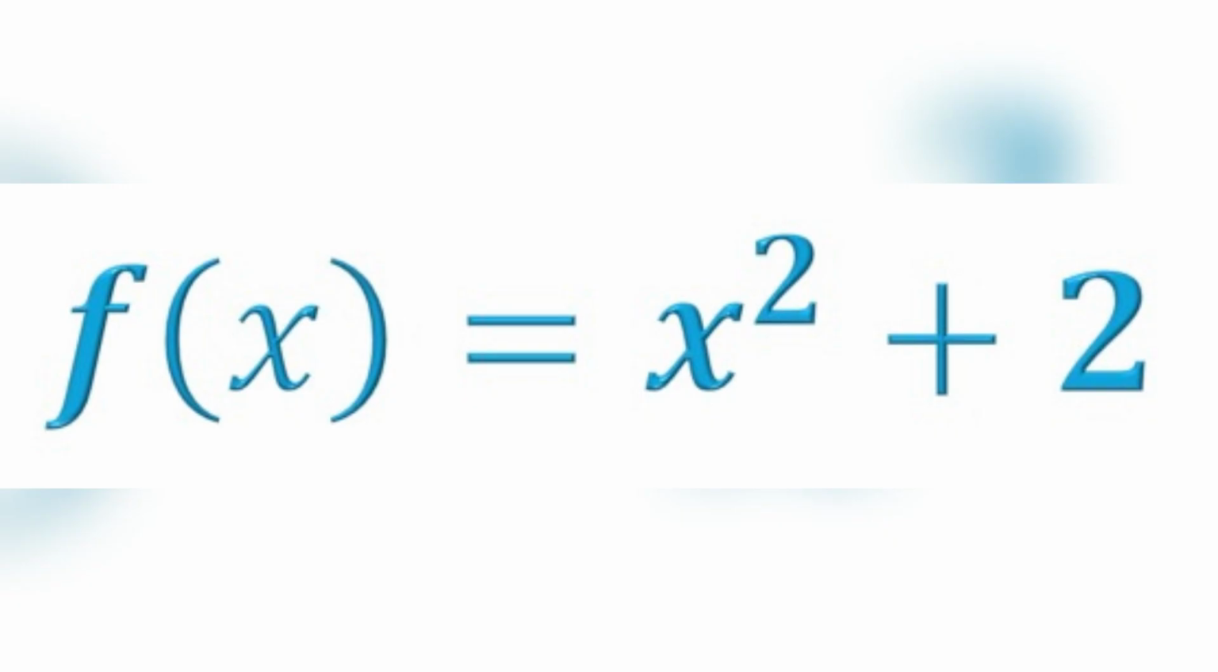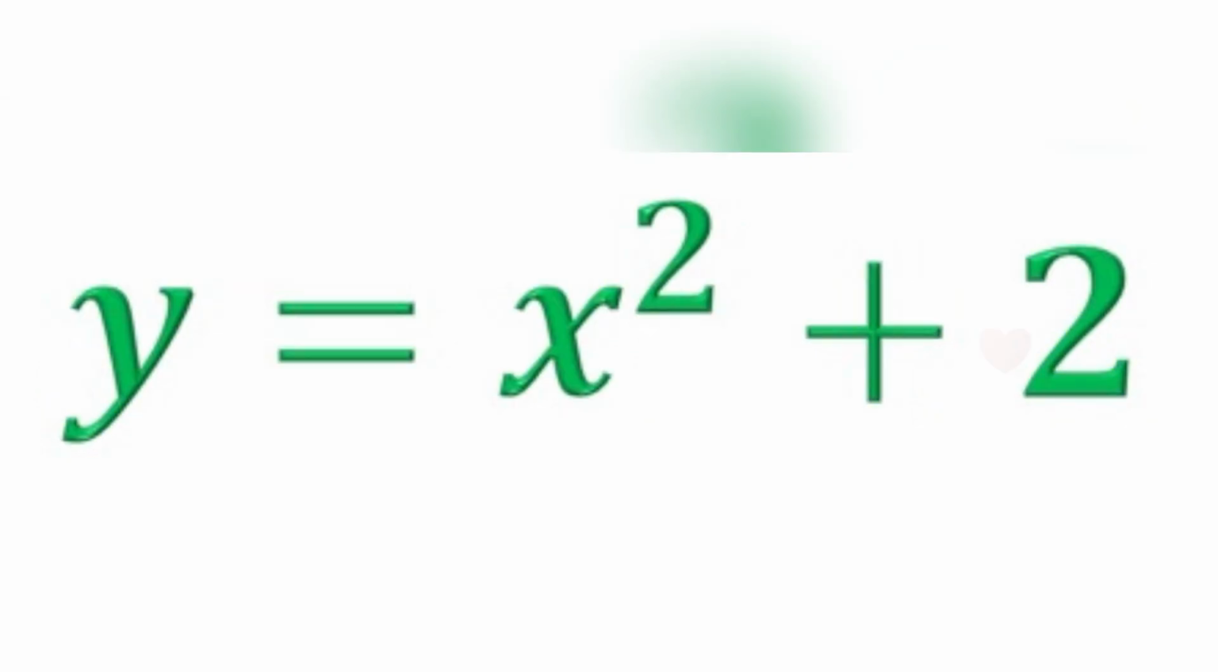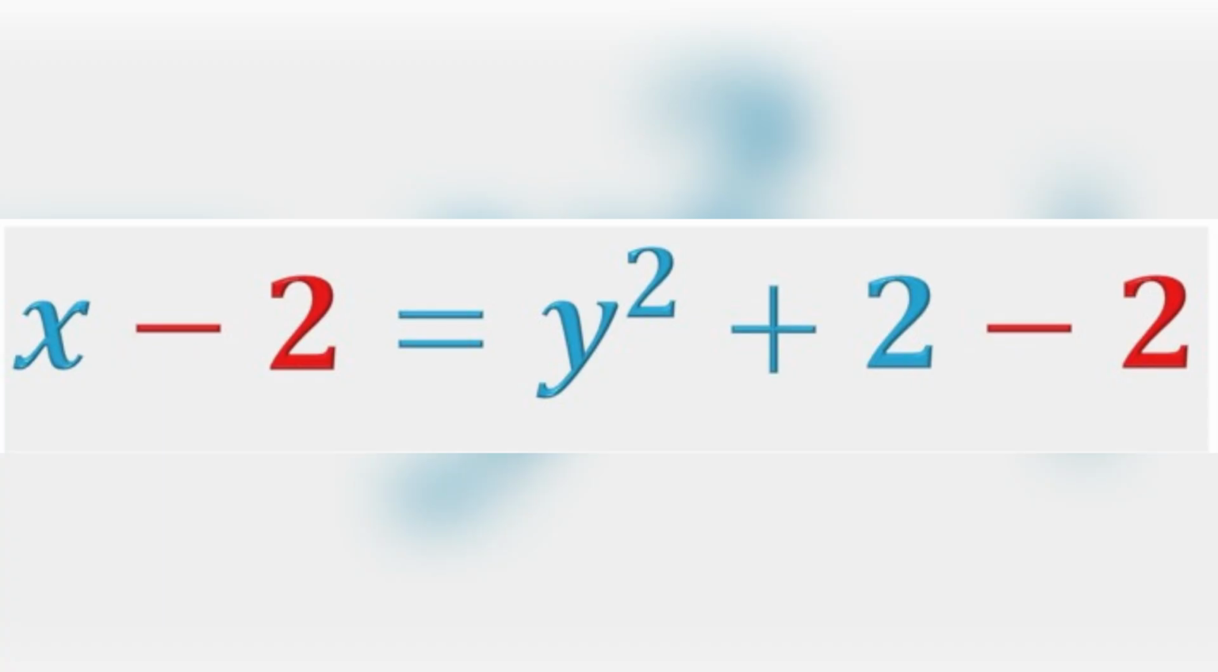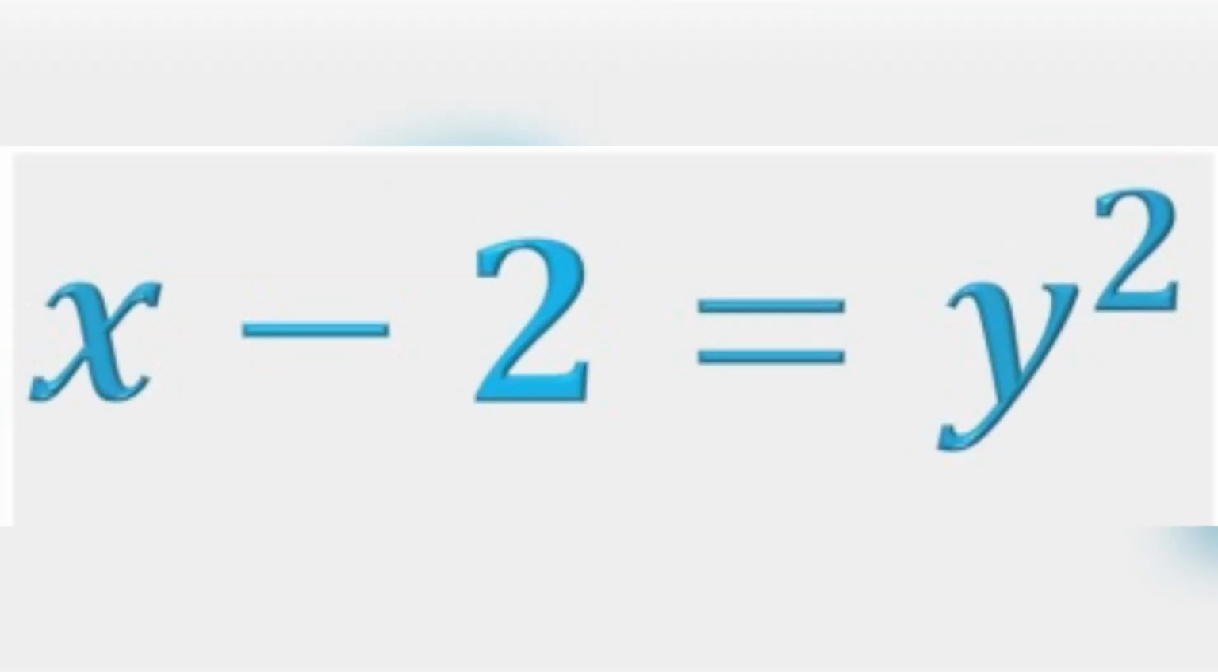Now let's try another, harder example. f(x) equals x to the power of 2 plus 2. In step 1, replace f(x) with y. y equals x to the power of 2 plus 2. Step 2. Swap x and y, to get x equals y to the power of 2 plus 2. Step 3. Solve for y. Subtract 2 from both sides. x minus 2 equals y to the power of 2.